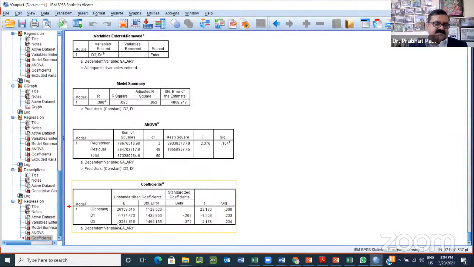Likewise, the differential beta for the south is minus 3,264. This says that on average, the teachers in the south are getting 3,264 less than the teachers in the west. So that is what these figures are to be interpreted for. There is no other interpretation of these figures. So these dummy betas are called differential betas. Is it understood? Is differential beta clear to everybody?